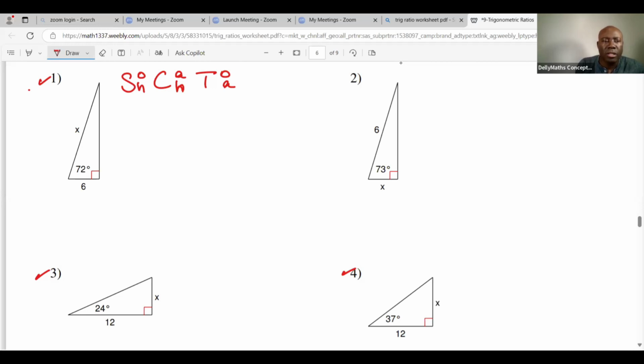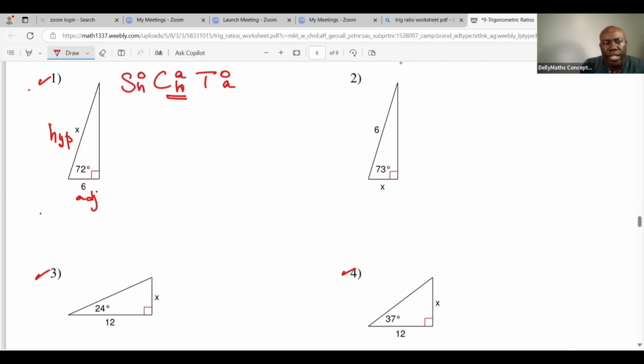So let us identify the sides for number 1. We have the angle in this corner. Next door to the angle, we're looking at the adjacent side, so 6 is the adjacent side. X is across from the 90 degrees, and the moment you are across from the 90 degrees, you are the hypotenuse side all the time. So the two sides surrounding this angle are the adjacent side and the hypotenuse side. With that said, we're going to have to use the cosine ratio.